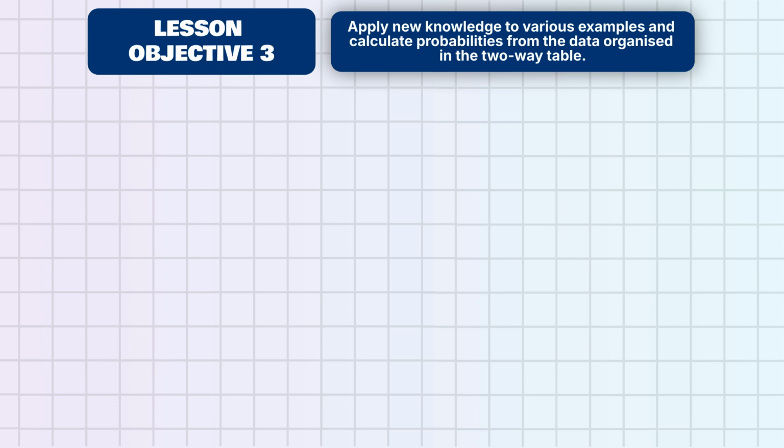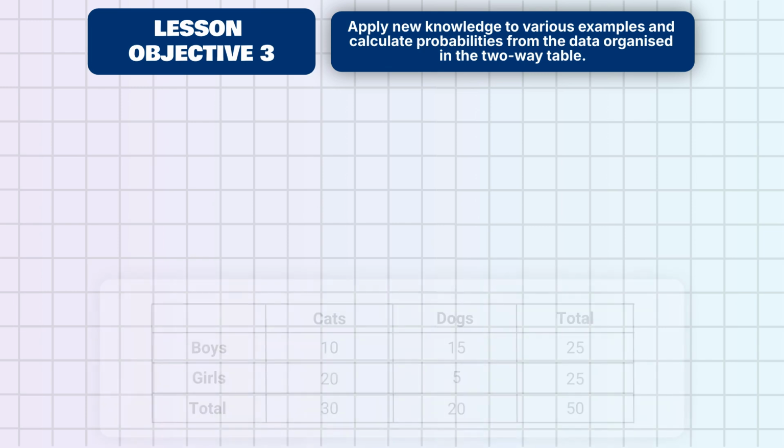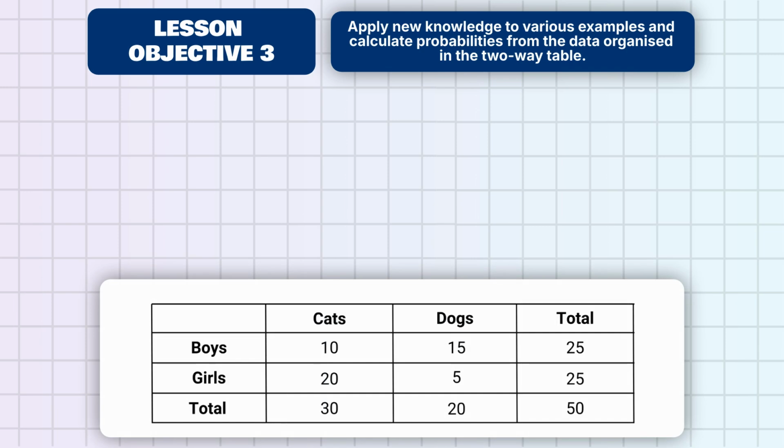Let's start by looking at a simple example using a two-way table. Imagine we have a table that shows the distribution of students in a class by gender and whether they prefer cats or dogs. Here's the two-way table. From this table, we can answer several probability questions.